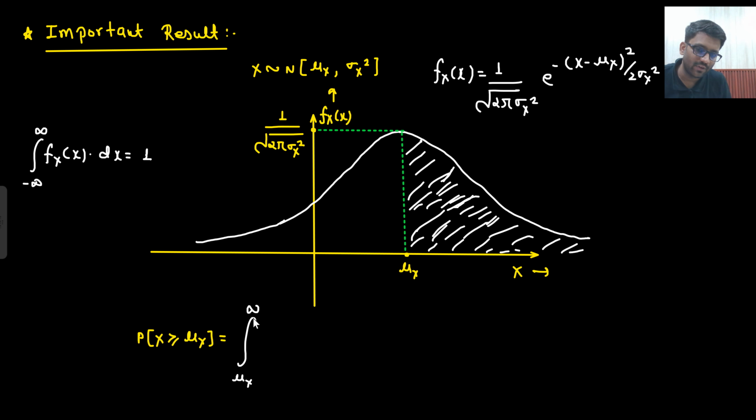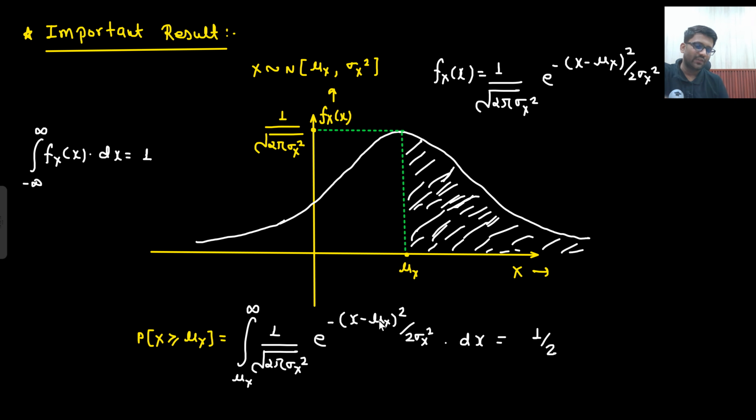From mu x to infinity, 1 by under root 2 pi sigma x square e to the power minus (x minus mu x) whole square divided by 2 sigma x square dx. What should be the answer? 1 by 2. So in place of x minus mu x, I will put t. The limit will go from 0 to infinity. Similarly, this process we need to do. X minus mu x you put equals to t, e to the power minus t square divided by 2 sigma x square dt. Limit will go from 0 to infinity, right?